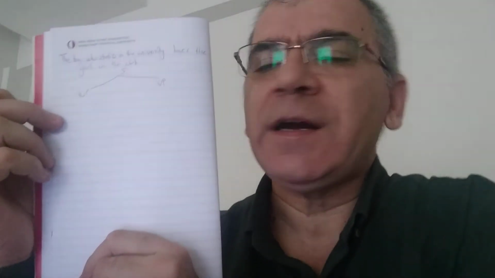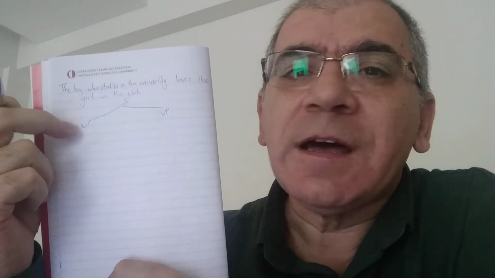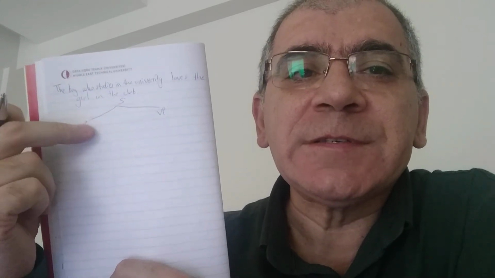So as usual, we have to divide the sentence into two, noun phrase and verb phrase. This time, both the noun phrase and the verb phrase are long. Because in the verb phrase part, we have loves the girl in the club. But first do the noun phrase part. The boy who studies in the university. So what do we have to do? We have to divide the noun phrase into two. Noun phrase and sentence.